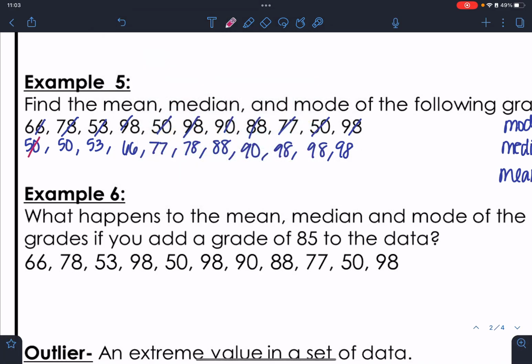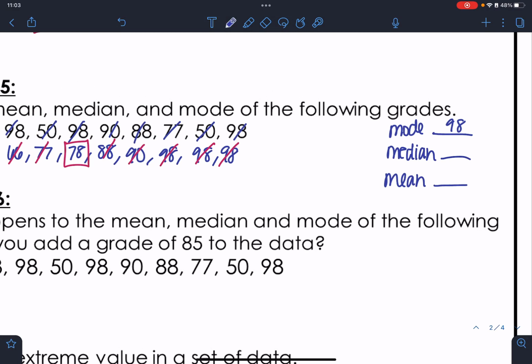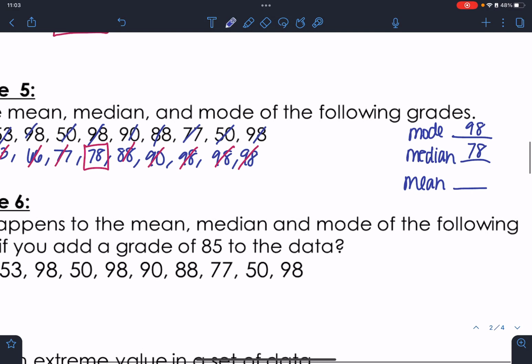So I'm going to start crossing off from end to end. So I'm crossing the 50 and the 98. Another 50 and a 98. A 53 and a 98. The 66 and the 90. And then the 77 and the 88 until I'm left with one number in the middle there, which is 78. So that would be my median.